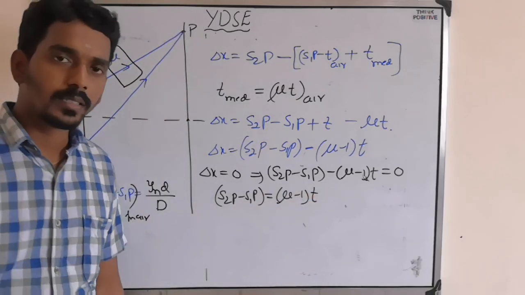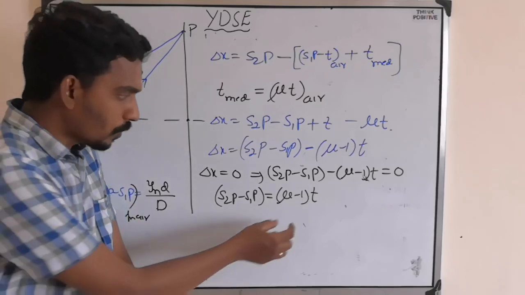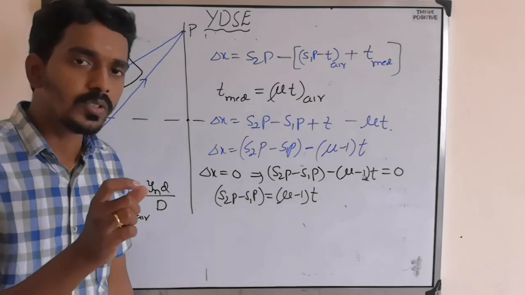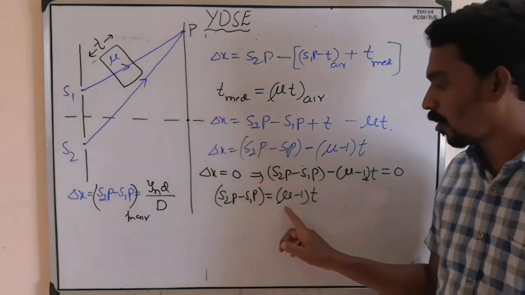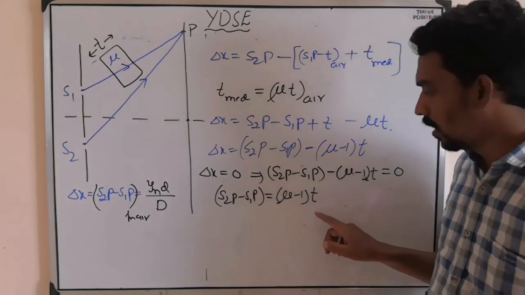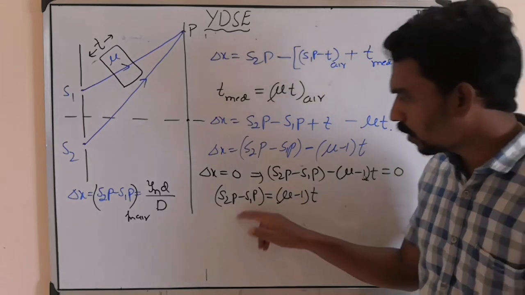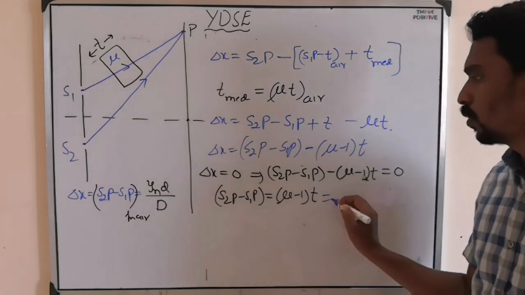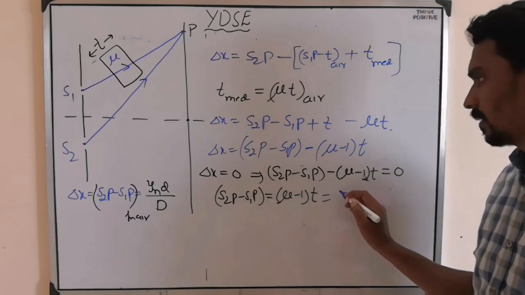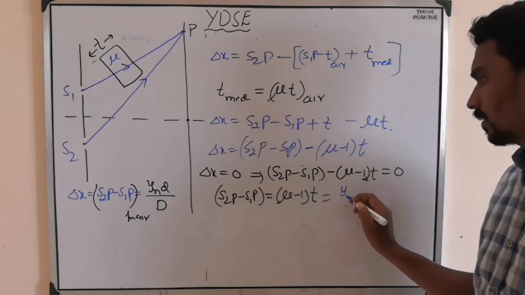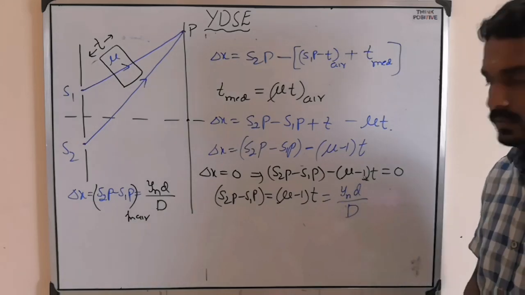If you take the data from ray optics, like this formula you have studied, if you introduce a glass slab in the path of a light ray, it shifts by some distance. How much? (mu minus 1) into t. So this is the shift in the position. Same thing here also we are coming. So here S2P minus S1P, that is y n d by D.